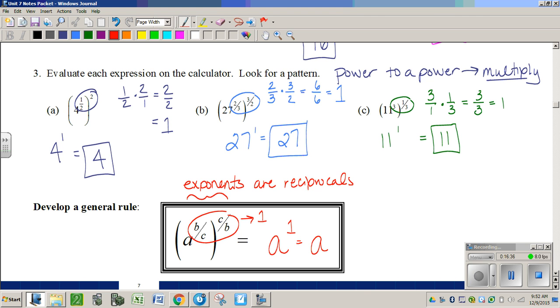All right, folks, there's 2 more pages to the notes, and what we're going to do is when we come into class, we're going to work on those together and get a little more practice with fractional exponents.